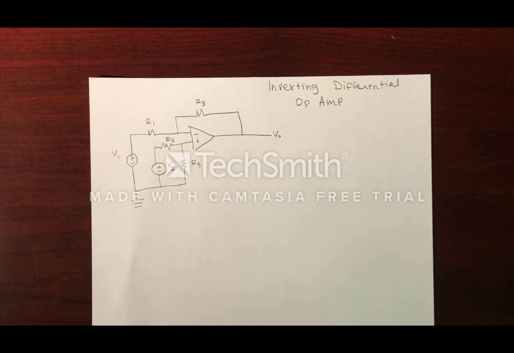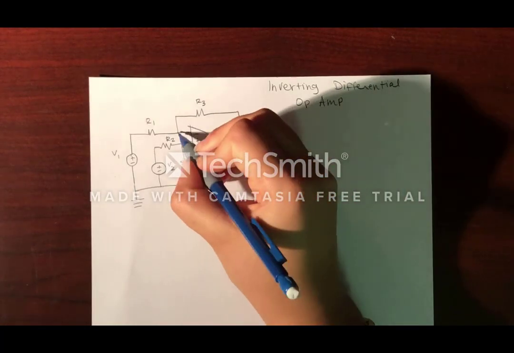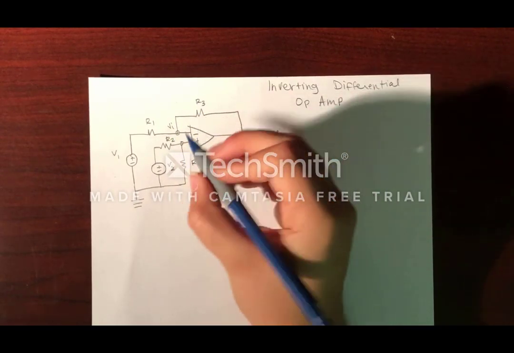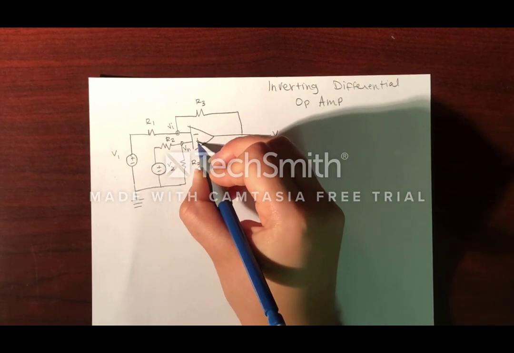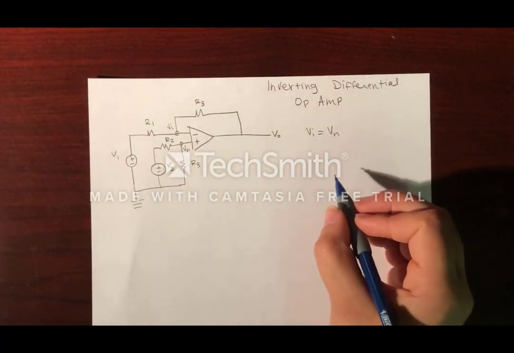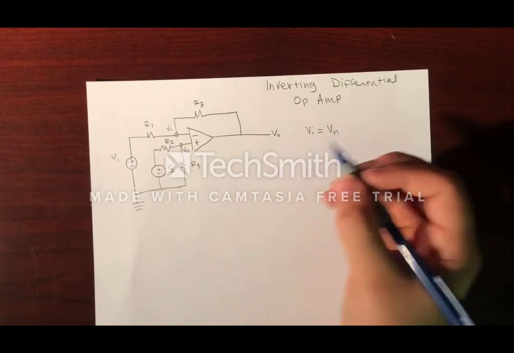So we are going to give an example now. We will now begin analyzing the inverting differential op-amp. First, we will label our nodes. This will be Vi for the inverting, and this will be Vn for the non-inverting. We can now say that Vi is equal to Vn. Now we will begin nodal analysis.